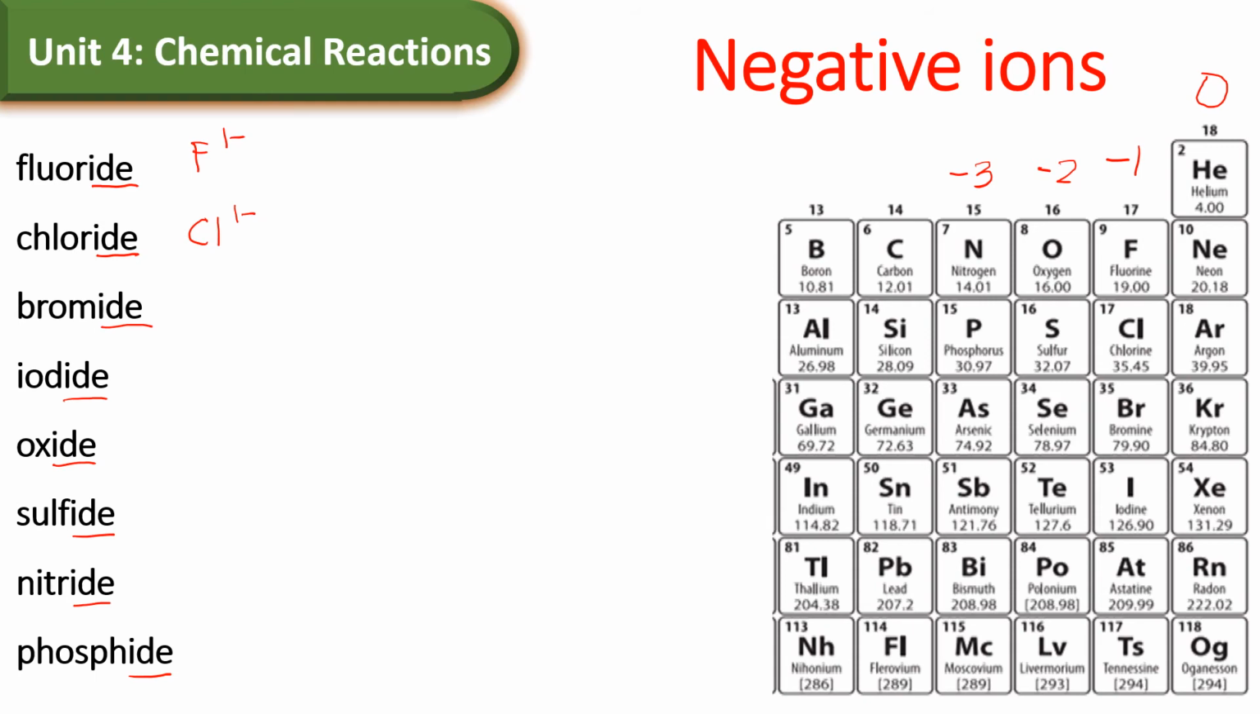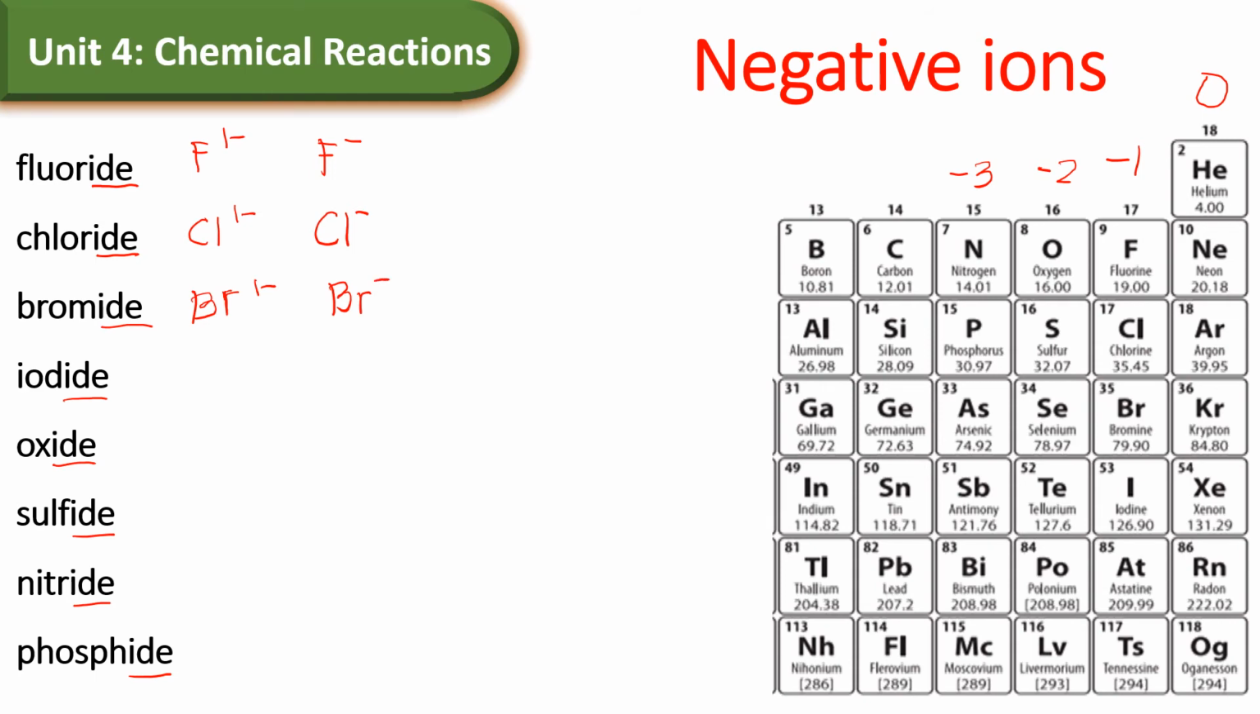Bromine. Bromine is here. So what do you think is the negative ion for bromine? Okay, very good. So the negative ion for bromine is also -1. Instead of writing 1 negative here, you can just simply write F negative, Cl negative, or Br negative. Because negative here means 1.